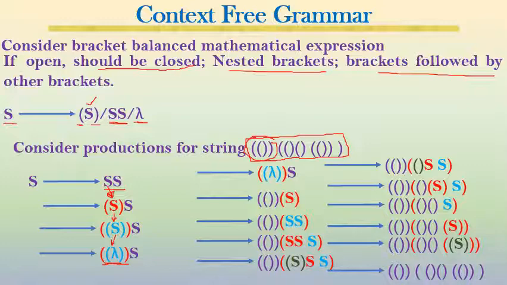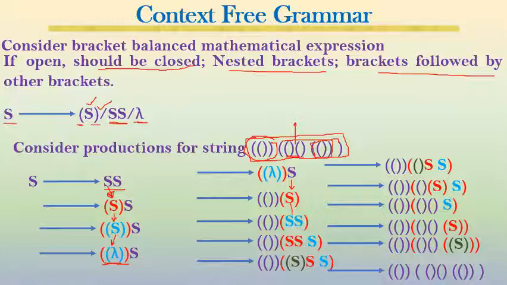Now let's see that in this part, you can see the opening bracket is here while the closing is here, and inside this there are nested brackets. And again, the nested brackets are followed by another set of brackets, and here you can see nested brackets inside another bracket. So for that I'm replacing S with S in parentheses, which means that I'm selecting the first production on this one.